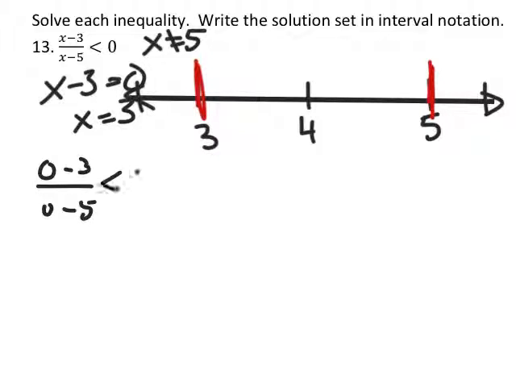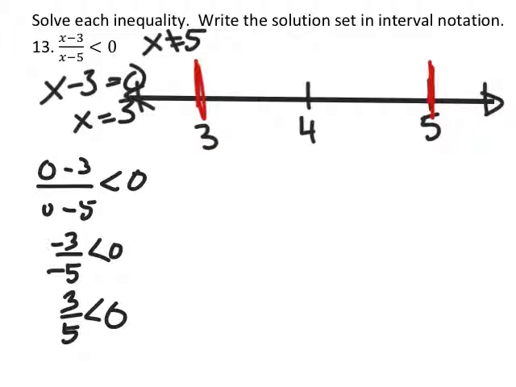Is this less than 0? Well, that would give us a negative 3 over negative 5. Is that less than 0? Well, the two negatives make that a positive. This is not a true statement. So we know it's not going to go to the left of 3.